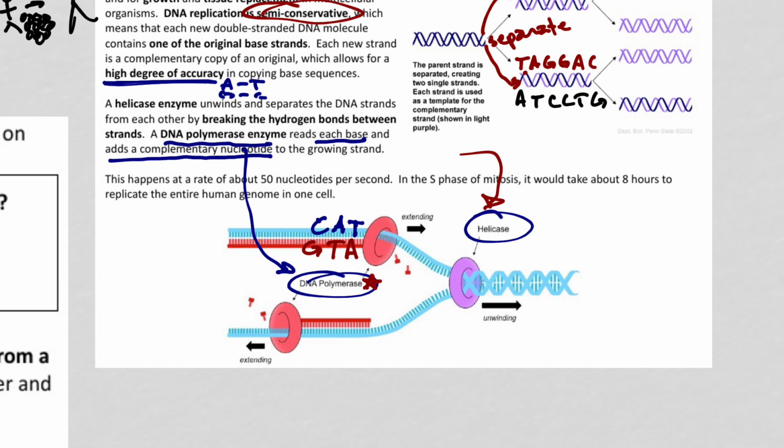But your set of DNA has more than 1 billion bases. So during mitosis in the S phase, which is the part of mitosis when DNA is replicated, because S is for synthesis, when DNA is replicated, it would take about 8 hours to copy all the more than 1 billion bases that are in your particular genome.